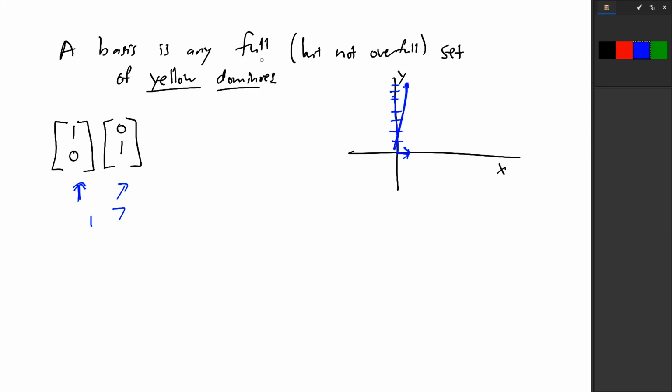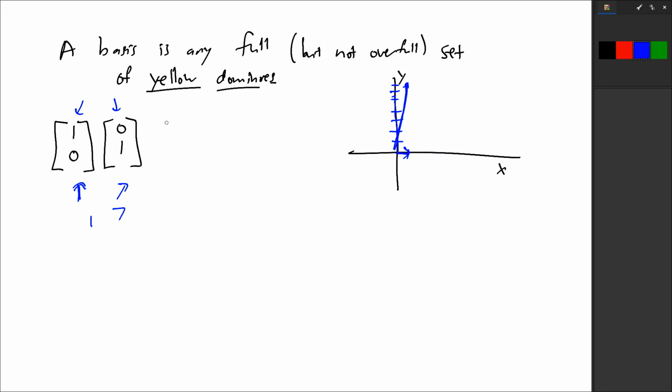Now, when I say full, what I mean is it has to be the size of the space. If we're dealing with a 2-dimensional space, we're going to need 2 vectors in our basis. Otherwise, it's hopeless. You can't get everywhere, right? But if I give you any 2 dominoes, as long as they're yellow, you can get everywhere, right? We've seen that a lot.